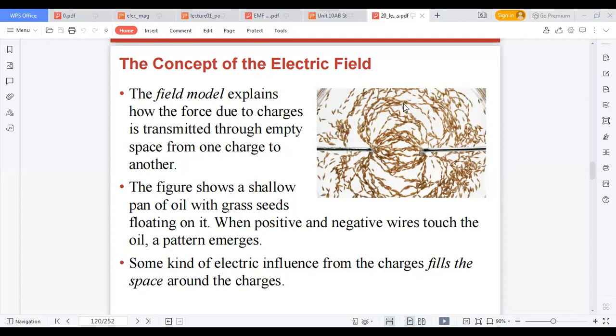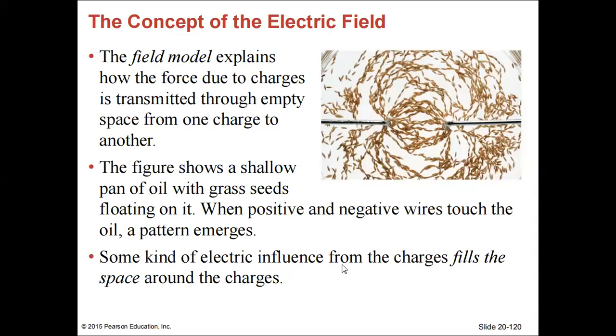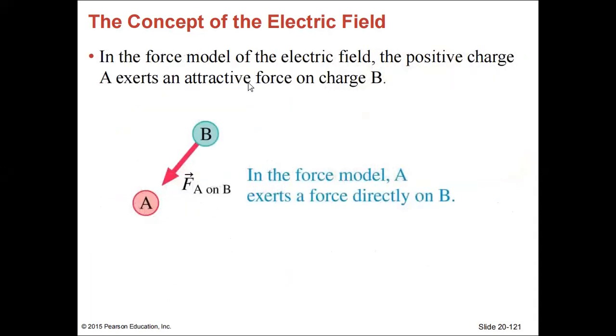This figure shows a shallow pan of oil with grass seeds floating on it. When positive and negative charges touch the oil, a pattern emerges. That means this pattern shows some lines of force, and due to these lines of force an electric field is produced. Some kind of electric influence from the charges fills the space around them. Then the concept of the electric field.